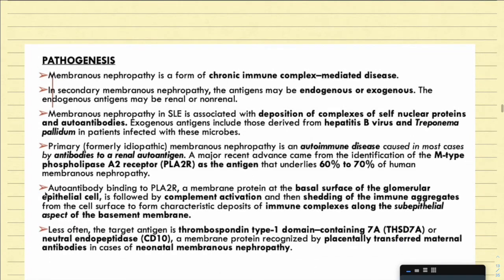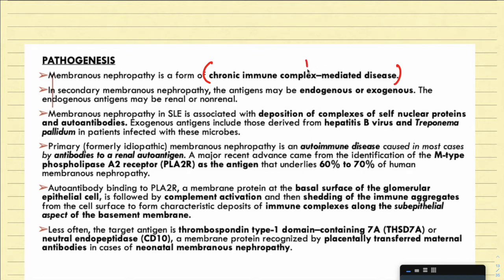So let us try and understand the pathogenesis. As I told you, in this condition there is a subepithelial deposit of immunoglobulins, which we have already discussed. So basically, membranous nephropathy is a form of chronic immune complex mediated disease.